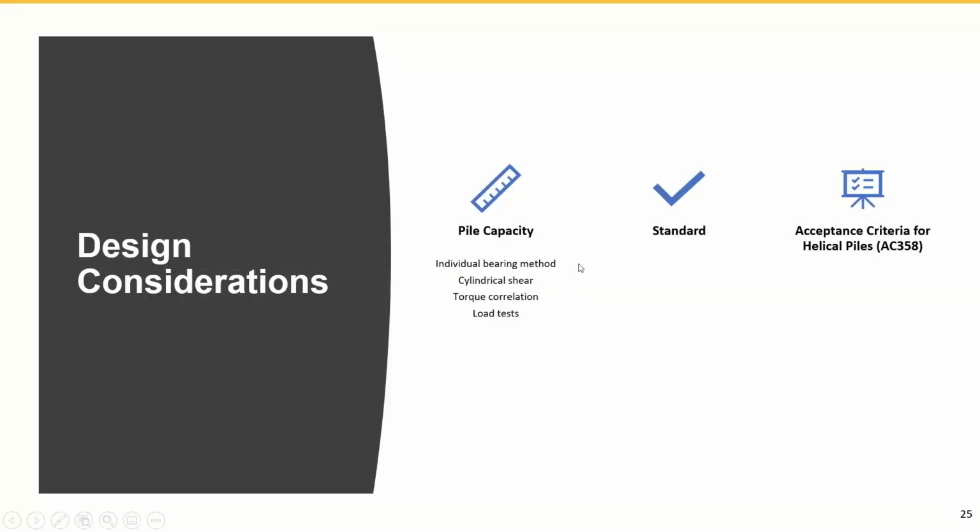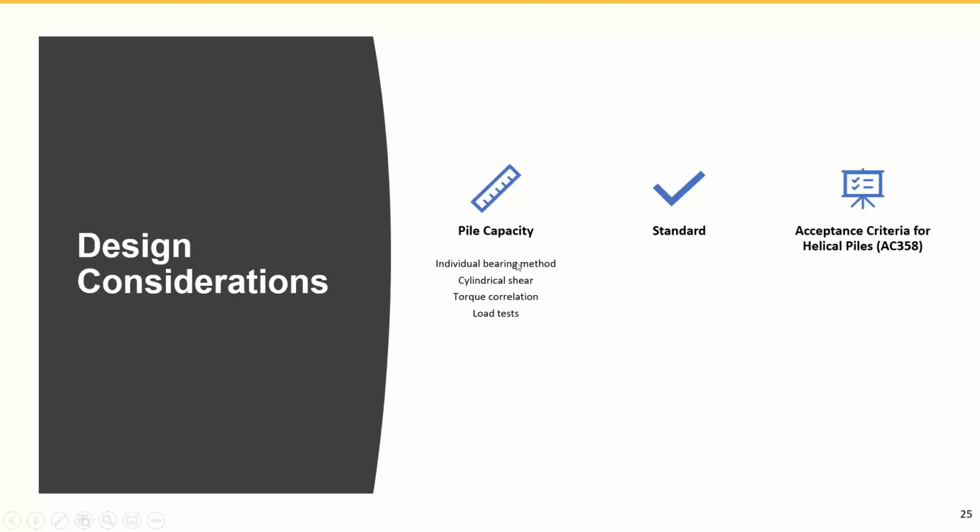This is design consideration. Here, pile capacity. There are basically three methods, only three methods to determine the pile capacity. These methods are the individual bearing plate method, the cylindrical shear method, and torque correlation. And of course, if you want to know the exact capacity of that helical pile, test it.